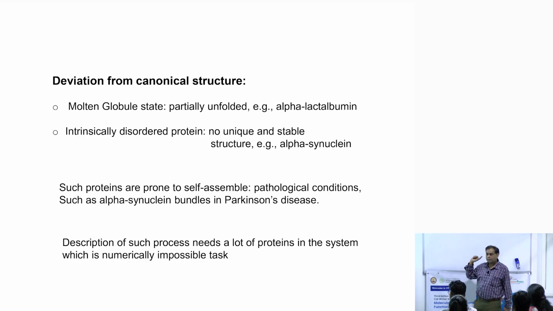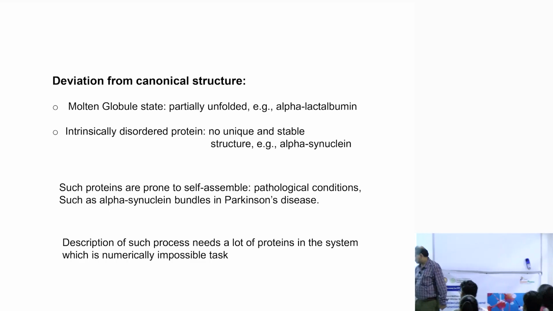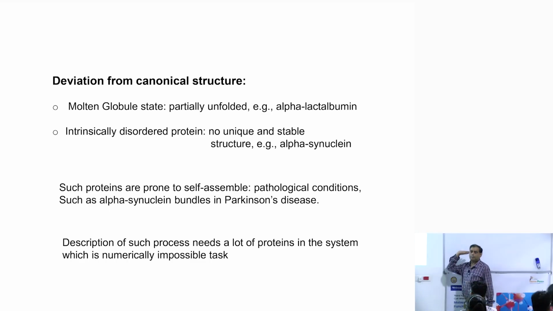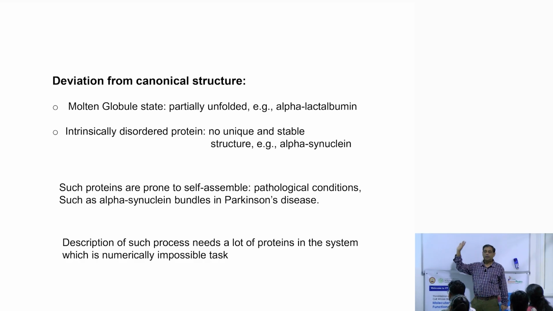Now let me go to the third part. The point is the following. So far so good. People are very happy that you can actually simulate the protein structure and do a lot of calculations. But now comes a difficult point. Two things. First, a lot of proteins are actually not structured. There are various names for such a class of protein. Typically you can call it an intrinsically disordered protein.